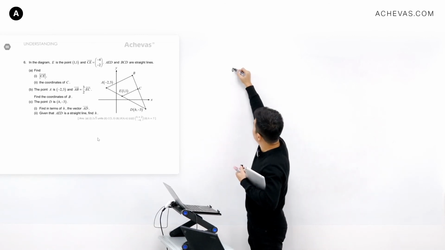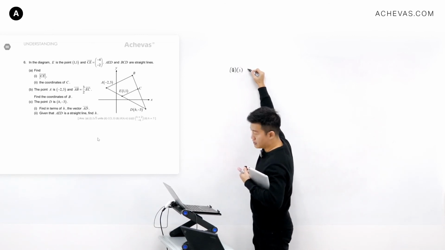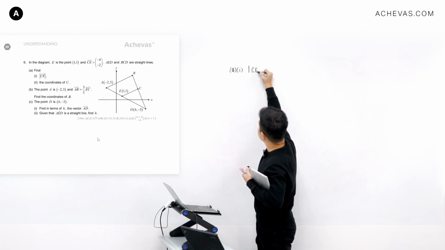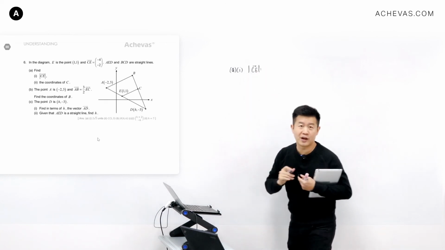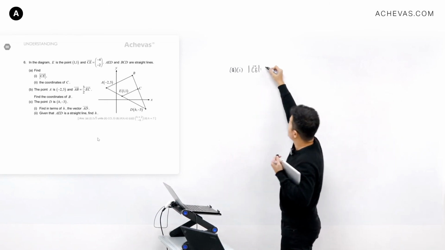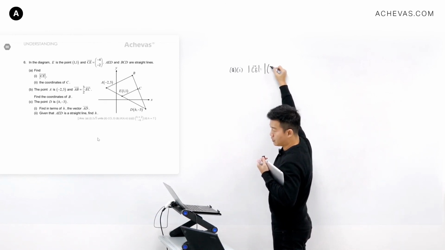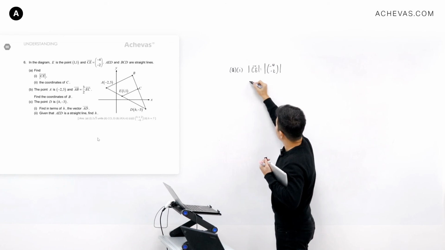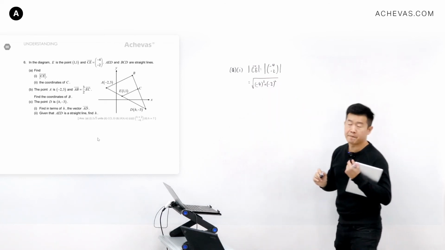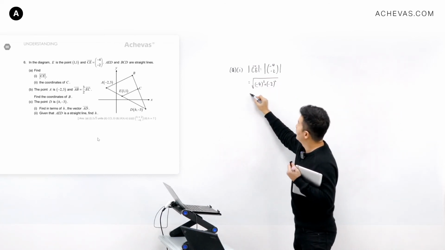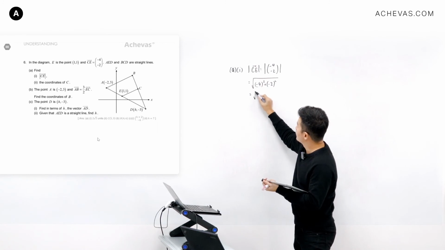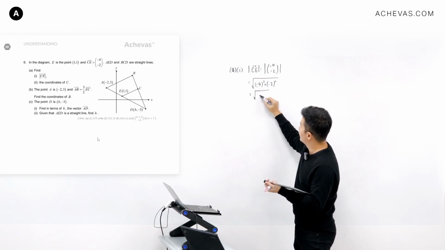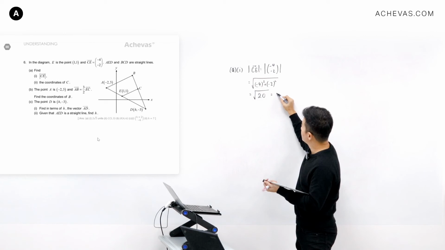Part A1 requires us to find the modulus of CE. This is extremely easy. It is just for us to find the magnitude of CE, which means finding the magnitude of minus 4, minus 2. This is the square root of minus 4 squared plus minus 2 squared, which equals the square root of 16 plus 4. This is the square root of 20, which is 4 times 5, so 2 square root of 5.